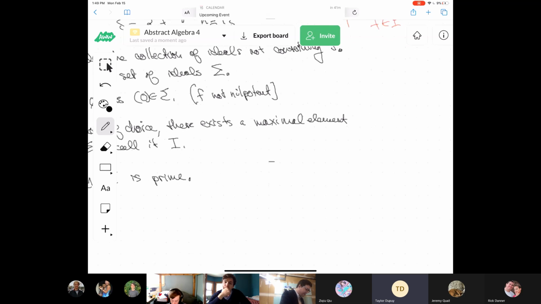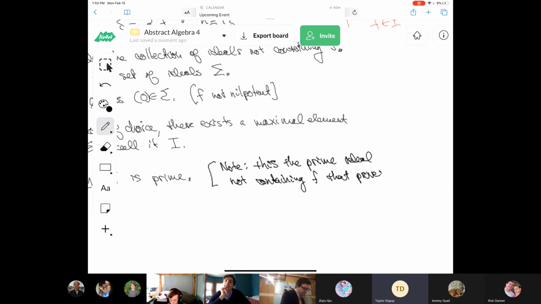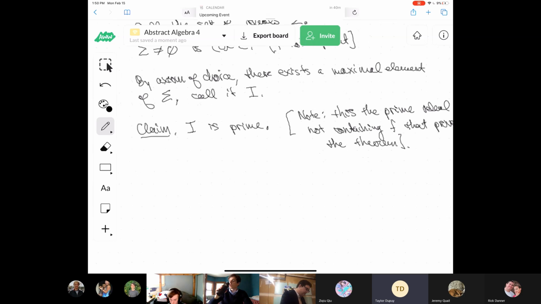So note that this is the prime ideal that we wanted to construct. This is the prime ideal not containing F. That proves the theorem. Okay, so let's do the proof.